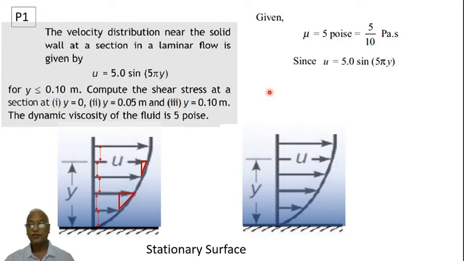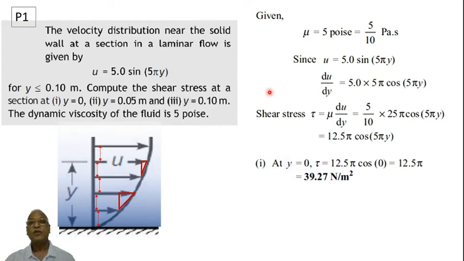Then shear stress, you know that it is given by mu into du by dy. Shear stress tau is equal to mu into du by dy. This is the shear stress equation, so that is what we are supposed to use. This equation we'll be using often for all these calculations, for different values of y. Mu is given directly. We should be able to calculate du by dy.